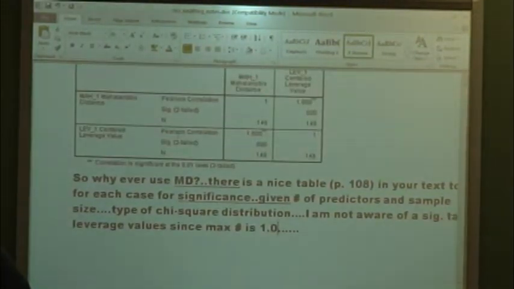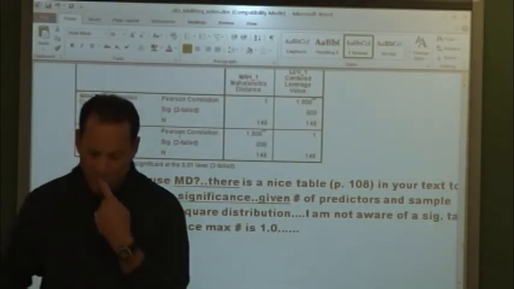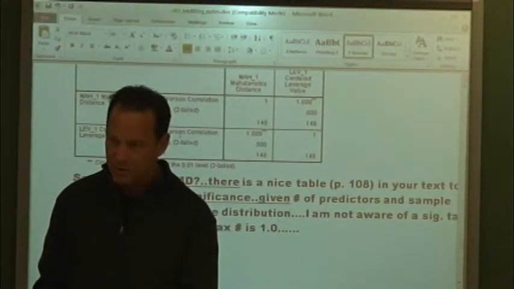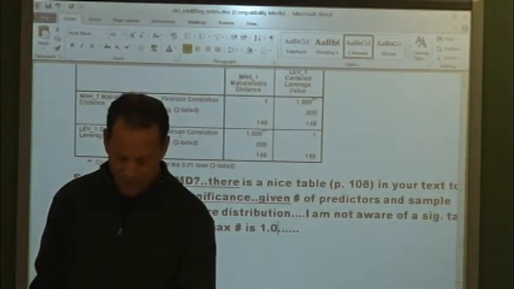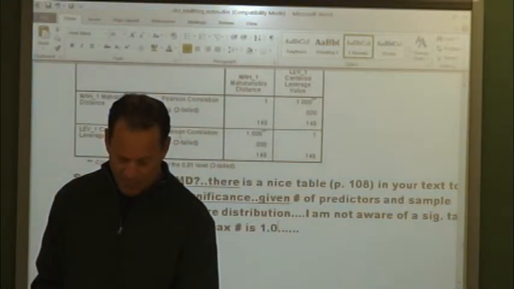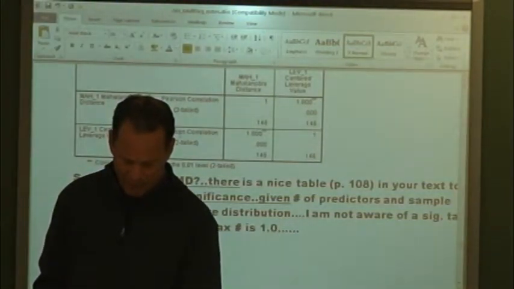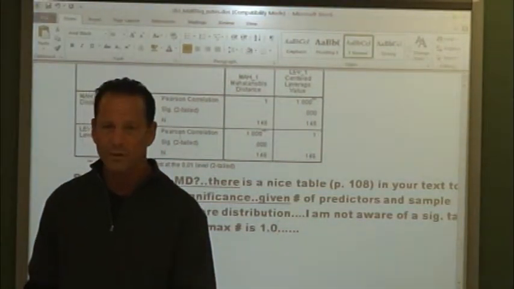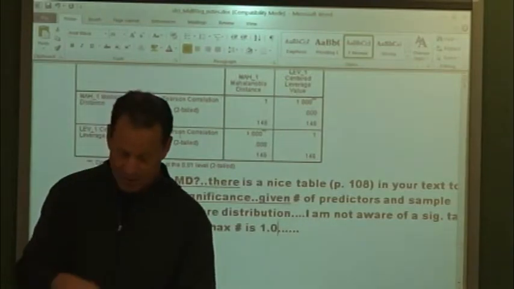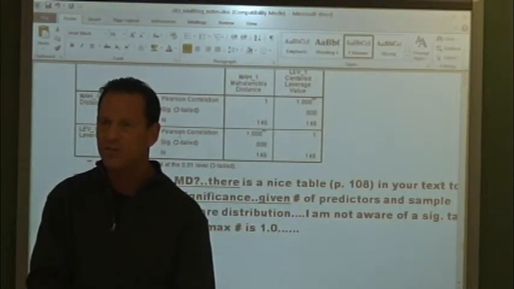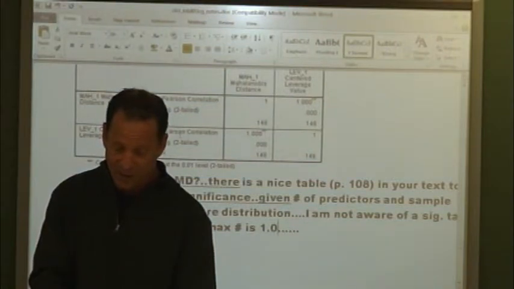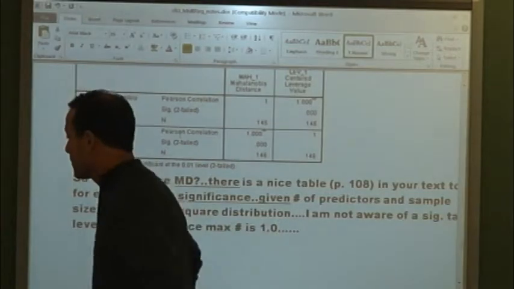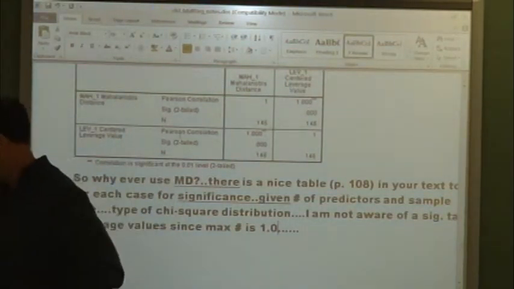But there's a nice table, everybody, that you can see on page 108. If I have three predictors, if I have an alpha of 0.05, if I have a sample size of 100, does everybody see my critical value of 16.45? Does everybody see? We all have a book. And there you have it. You can test it for significance. It's a type of chi-square distribution. So it's kind of nice that you can test Mahalanobis distance for significance.